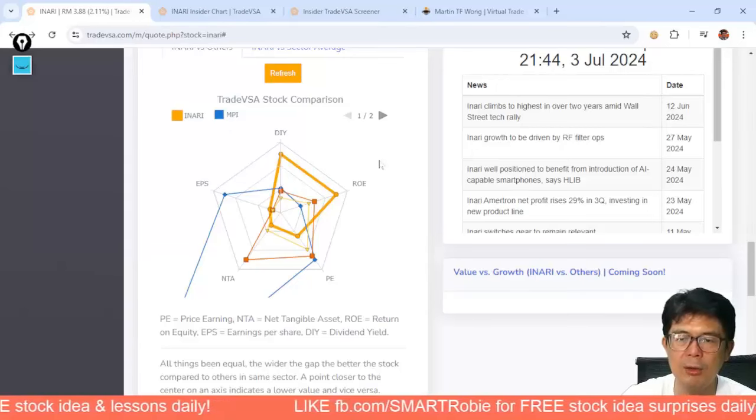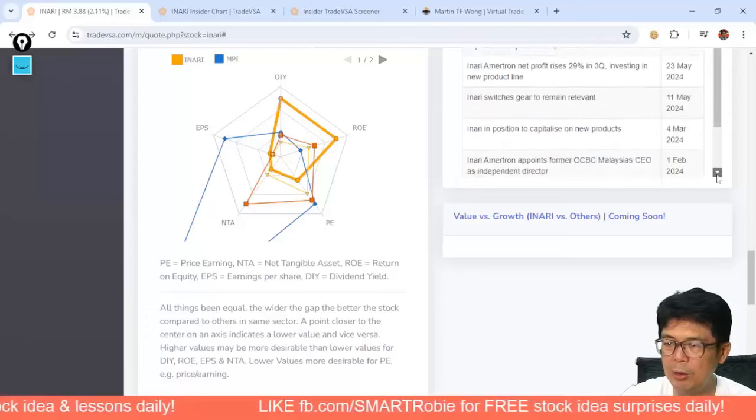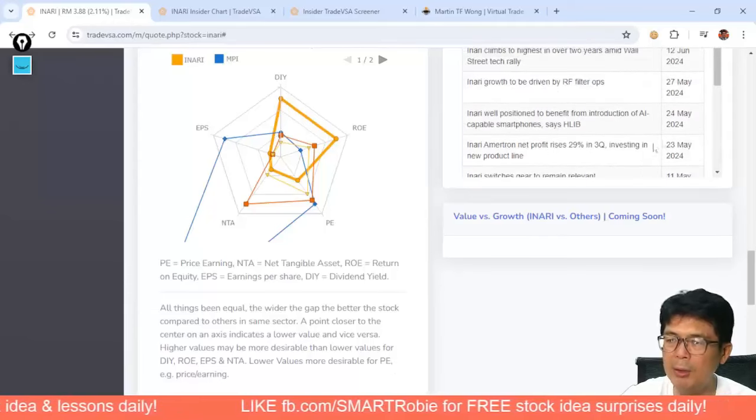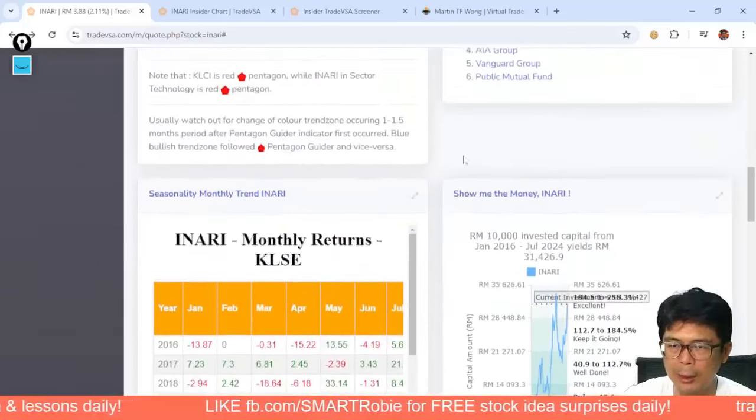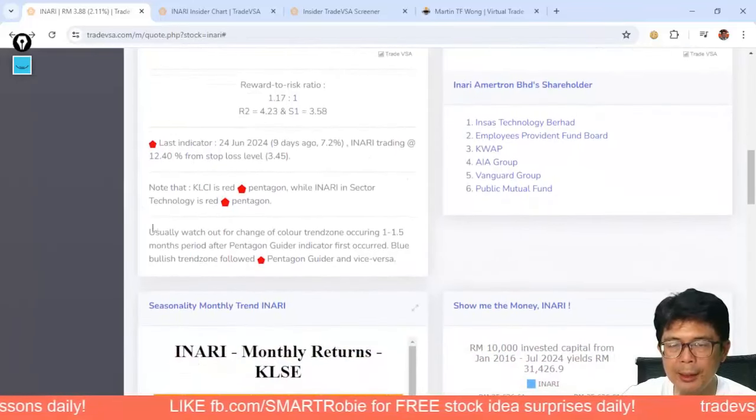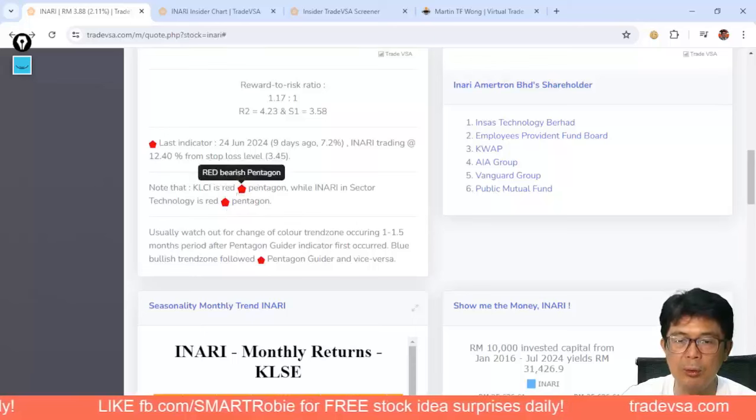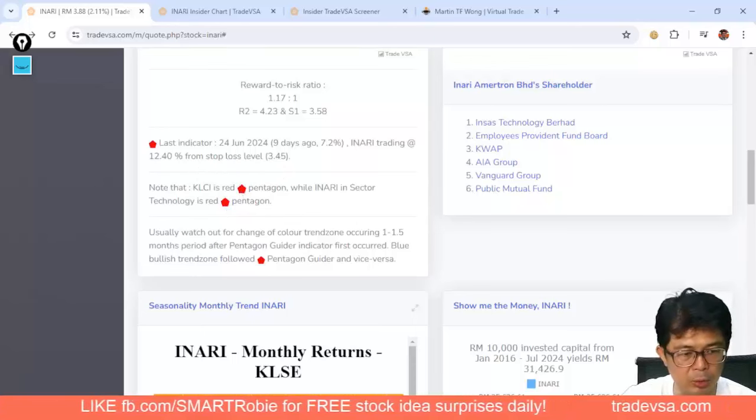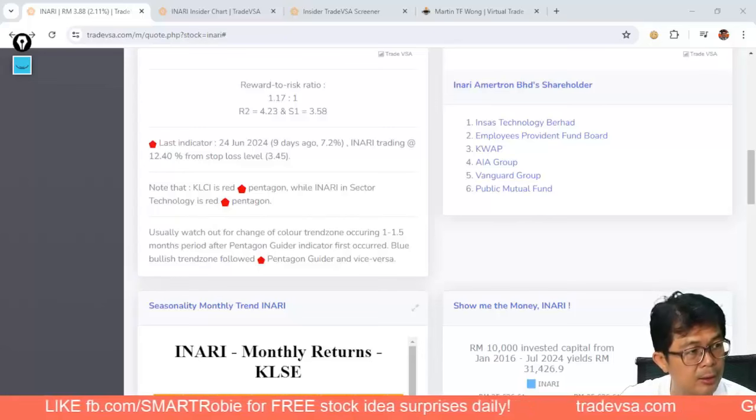If you want to do the stock comparison in here, news wise, you can just scroll on and have a look. Of course, the sentiment for Inari news is quite positive. So you can also look here at the description. Watch out for the change of the red Pentagon to green Pentagon in here. So Inari sectors is also red. Pentagon guider is also red, but that would change very, very soon. Okay.